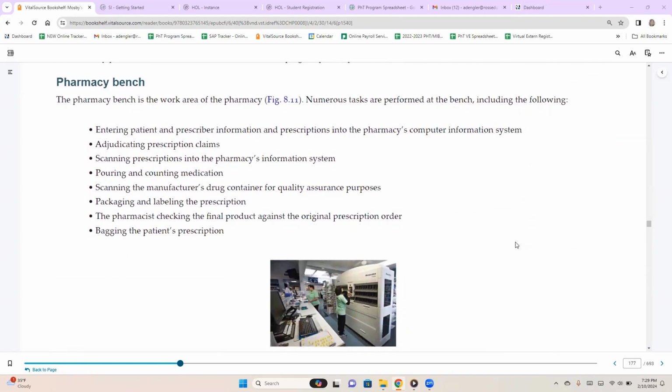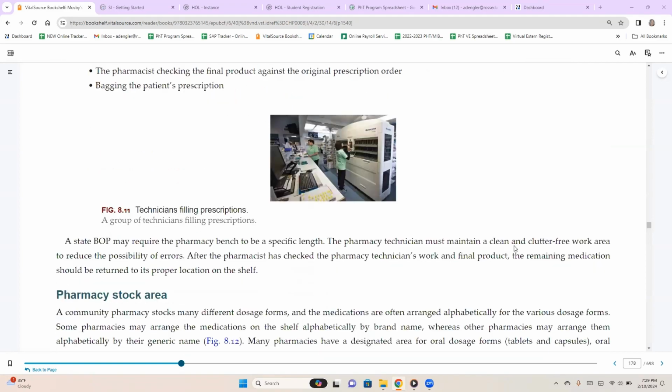The pharmacy bench is the work area of the pharmacy. Numerous tasks are performed at the bench, including the following: entering patient and prescriber information and prescriptions into the pharmacy's computer system, adjudicating prescription claims, scanning prescriptions into the pharmacy's information system, pouring and counting medications, scanning the manufacturer's drug container for quality assurance purposes, packaging and labeling the prescription, the pharmacist checking the final product against the original prescription order, and bagging the patient's prescriptions.